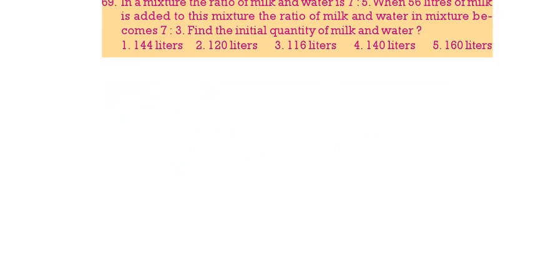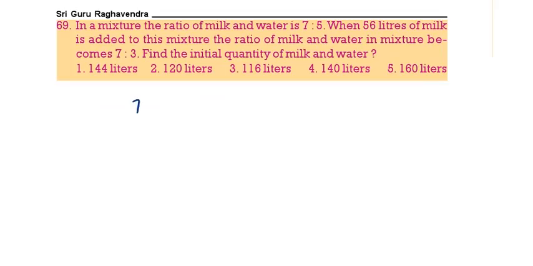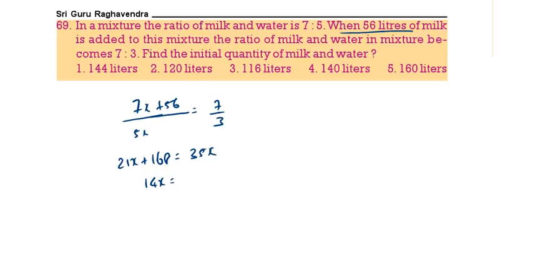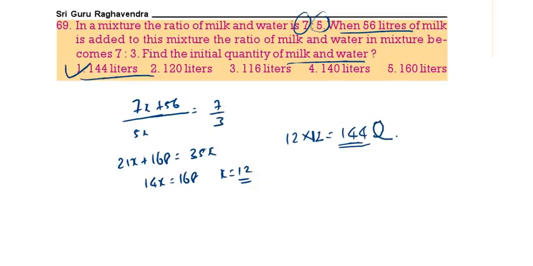Next, in a mixture of the ratio of milk and water is 7:5. So milk is 7x, water is 5x. When 56 liters of milk is added, we are adding 56 liters milk, then it becomes 7:3. Now if you do this, 21x plus 168 is equal to 35x, 14x is equal to 168, x value 12. Find initial quantity of milk and water. So 7 plus 5, 12 parts. 12 into 12, that is 144 liters. 1 is the correct answer.